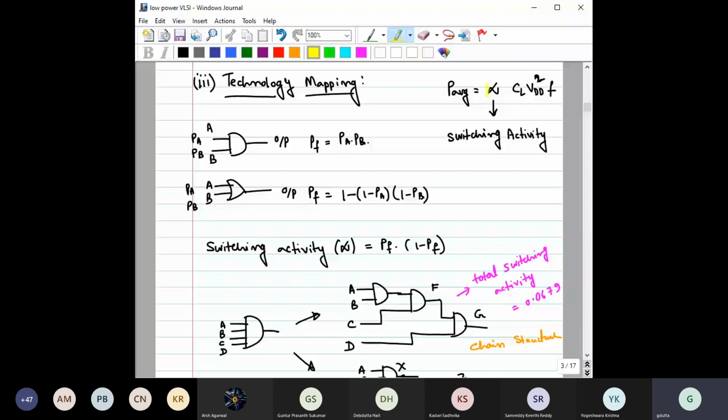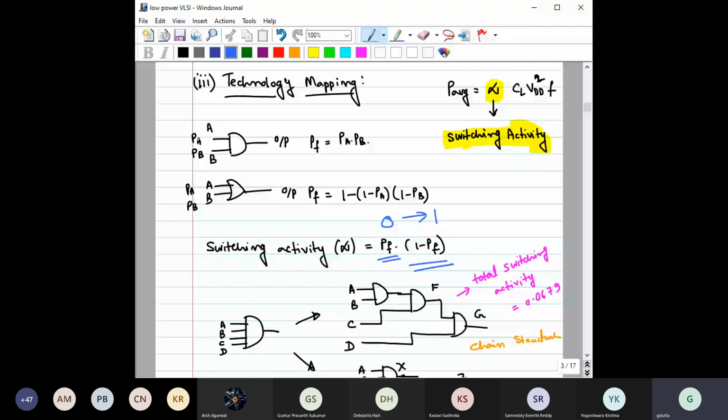Here basically we are not focusing on VDD anymore, but we are focusing on this alpha, or this switching activity parameter, right? So how do you find this switching activity, or how do you determine it? For that, we should know the transition probability from 0 to 1 of this output, because the power is only dissipated when there is a transition from 0 to 1. So how do you find it?